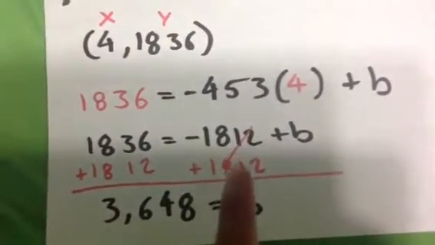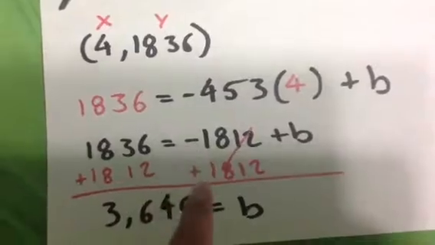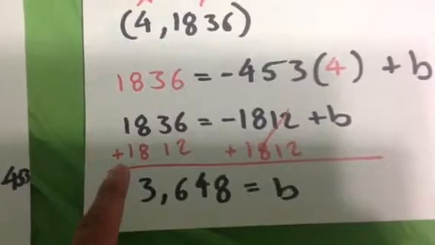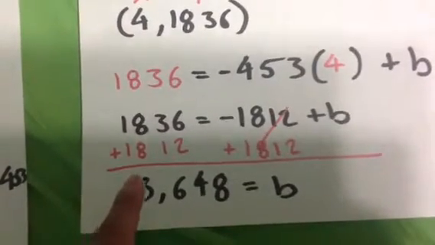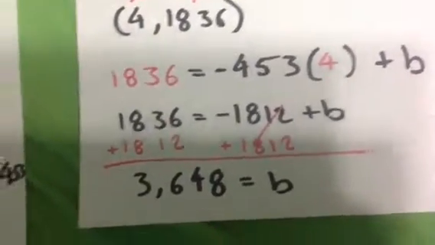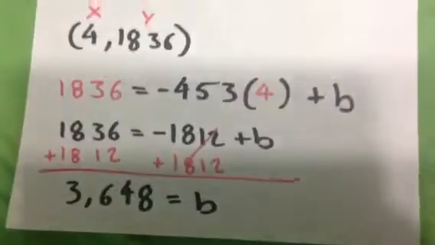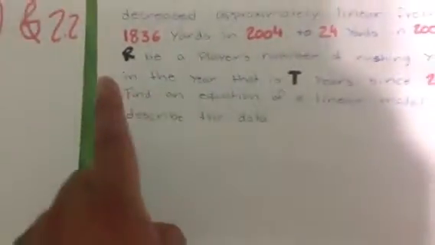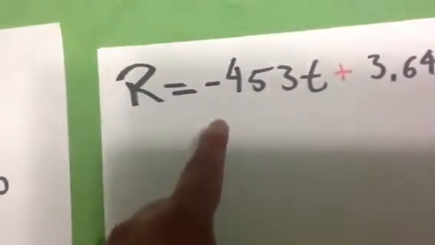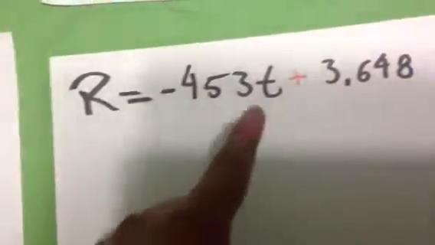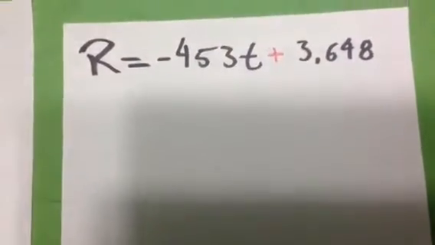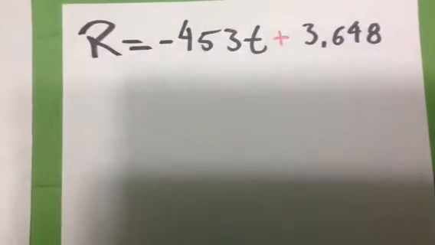In order to get rid of this and leave b on its own, I add to both sides. This cancels, and I add 1,836 to 1,812, and when I add this, I get 3,648. So that's my b. Since our equation is asking for R and T, you put R equals negative 453 T yards plus 3,648. So that's our linear equation.